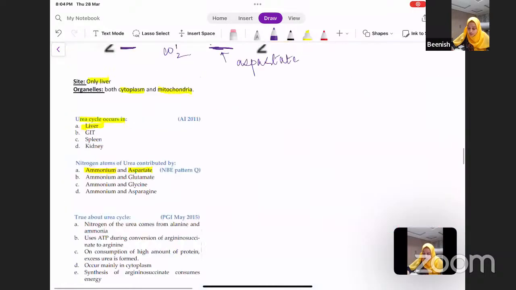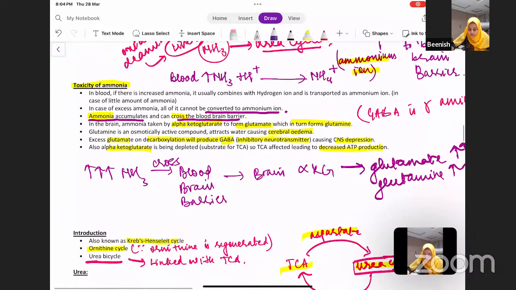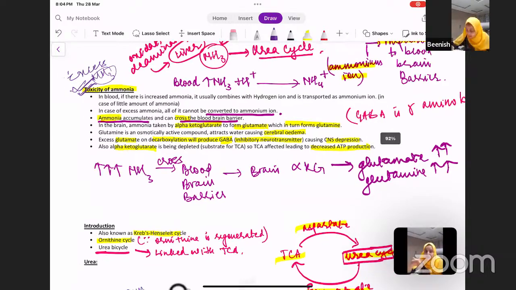Okay. One more thing here. When we discussed ammonia toxicity, all this was happening when there is excess ammonia. A little amount of ammonia is transported as ammonium ion, which is impermeable. So it is all fine until then. But when there is excess ammonia and that ammonia starts to accumulate, and that ammonia, which is permeable to the blood-brain barrier, crosses the blood-brain barrier and reaches the brain, that is when the toxicity of ammonia is manifested. Otherwise, in lower quantities, it is transported as ammonium ion.